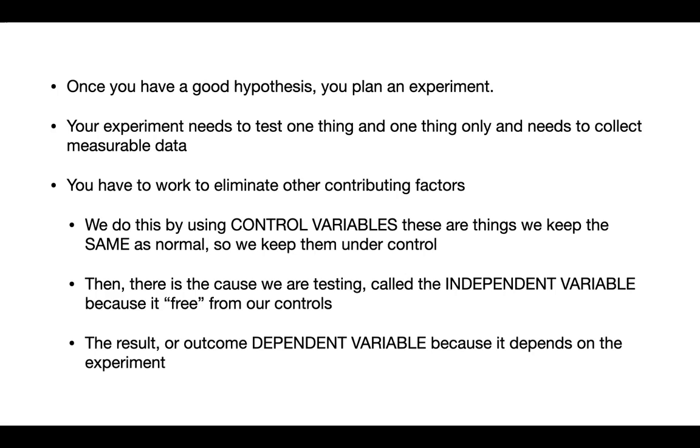So we have some words for those. These are 3 different types of variable. You may want to make a note of the types of variable and what they are. In order to get rid of contributing factors, we use these things called controls, also known as control variables. Now, in your notes, I want you to put in there that control means keeping the things the same as they are normally. So if I'm testing running shoes, I want to keep everything else the same except the shoes.